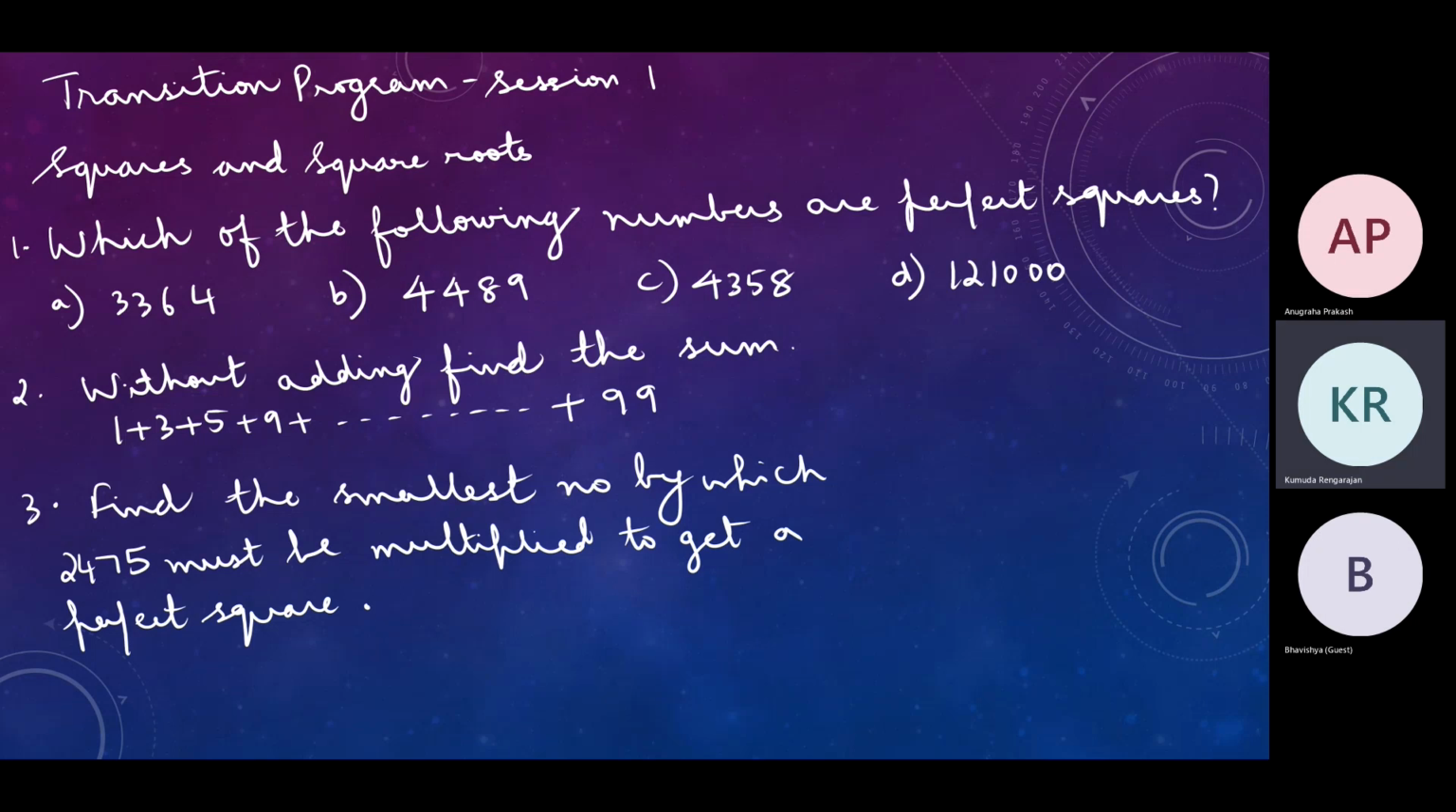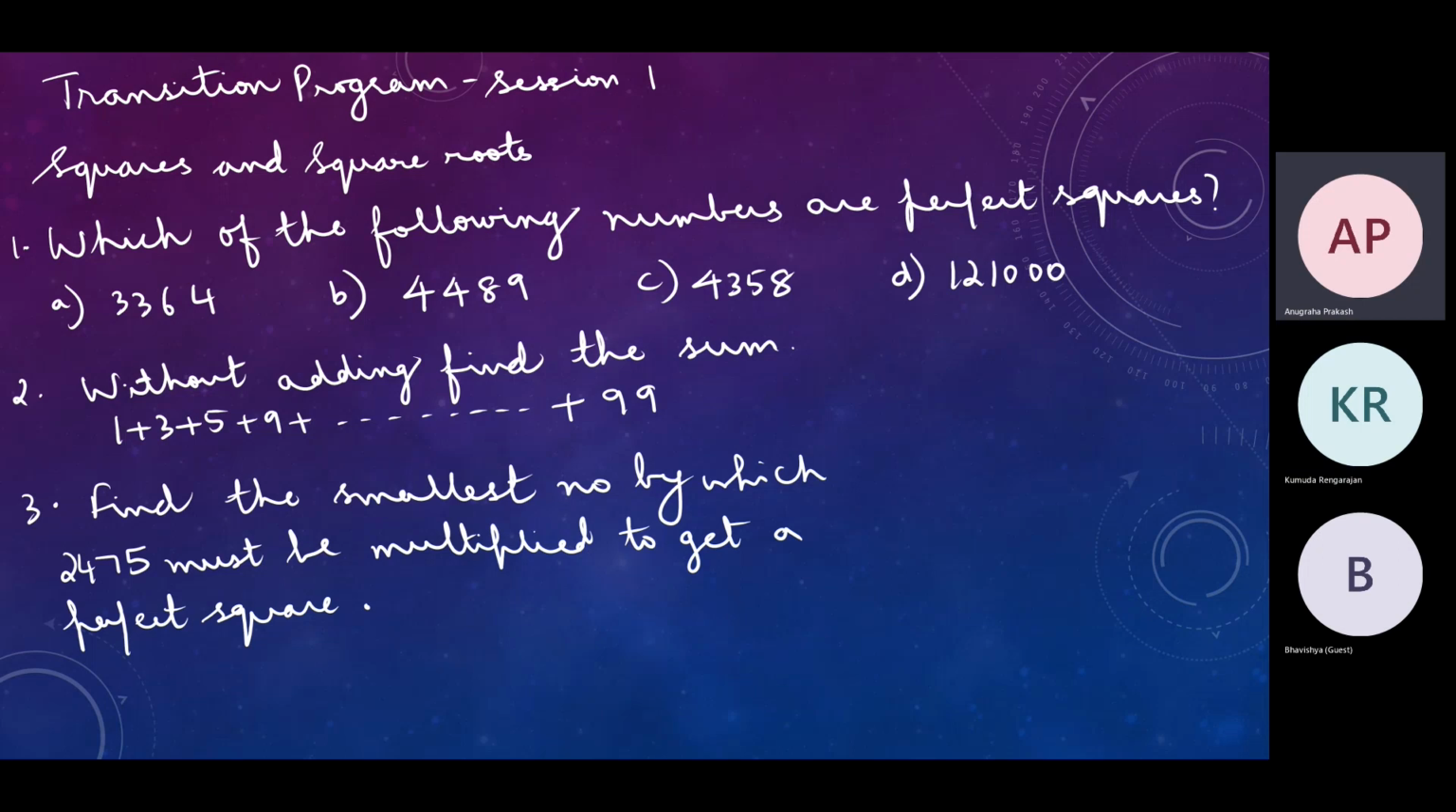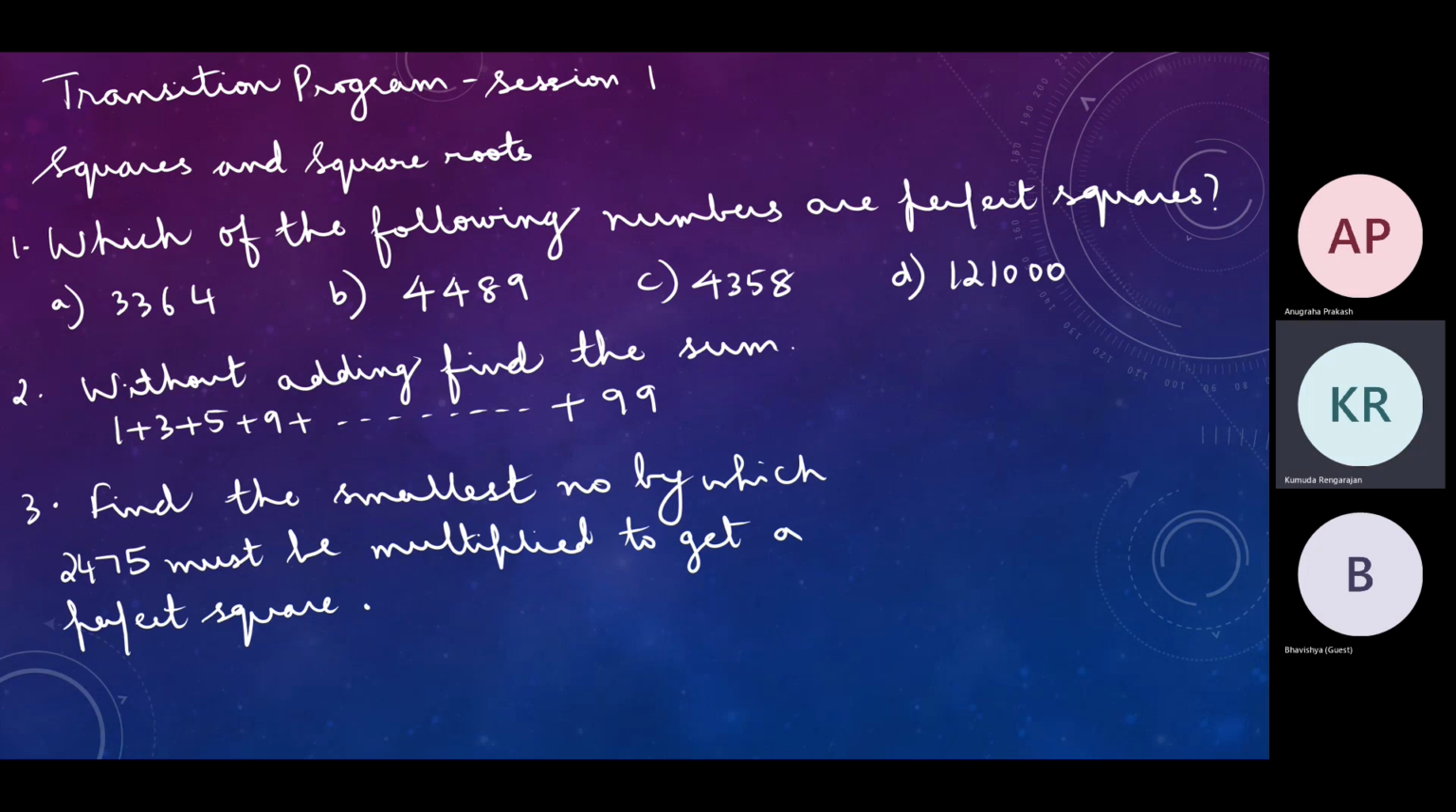Yes, Anugraha, what is the answer for the first one? Ma'am, I'm doing it. No, you don't have to work and check. On the face of the number, you can comment if it can be a perfect square or not. Ma'am, the last two, C and D, cannot be a perfect square. Yes, ma'am.